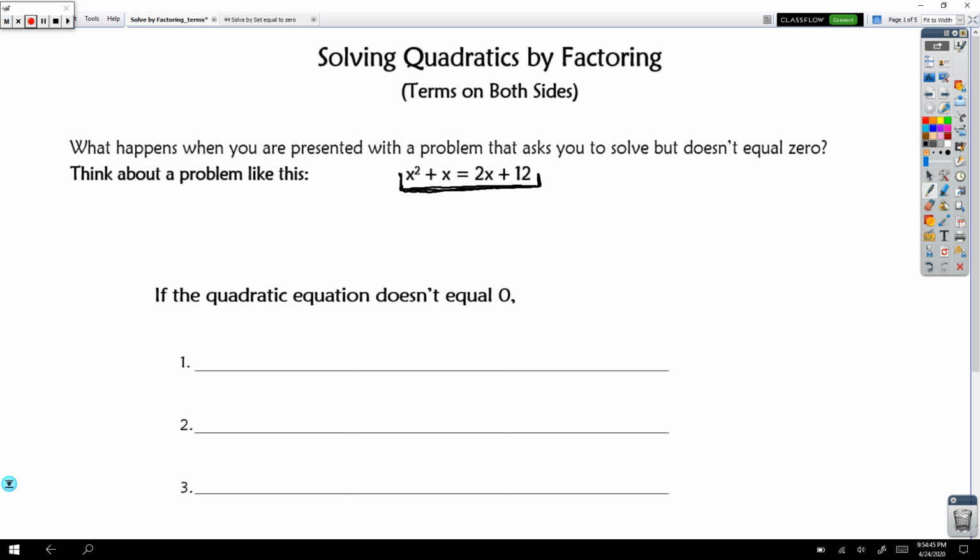The issue is things are on both sides of the equal sign, and I don't want that. So what we're going to learn today is getting this thing equal to 0 first, and then we're going to go through and do what we did in the last video, factor everything and then set everything equal to 0. So if the quadratic equation doesn't equal 0, first thing we want to do is use inverse operations to equal it to 0.